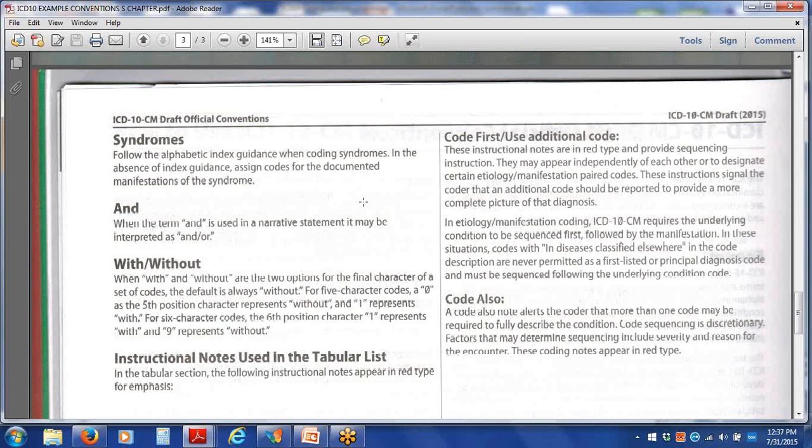This is really important for those of you who utilize multiple diagnosis codes to describe patient encounters. Okay, and code also is something you may see as an alert next to a particular code. A code also note alerts you that more than one code may be required to fully describe the condition. At that point, the code sequencing is discretionary. It doesn't mean that it needs to be in any particular order, but you should code these two codes together. Okay? So again, it's impossible to go through all of these conventions, but I'm just touching on the most important ones for the medical disciplines that I know are represented here on this call today.